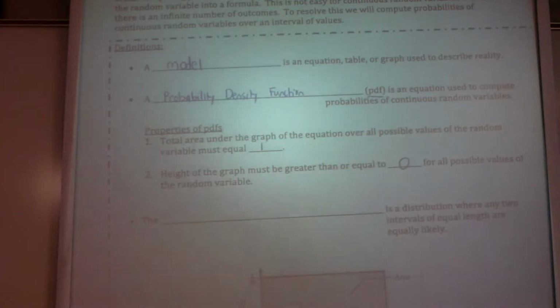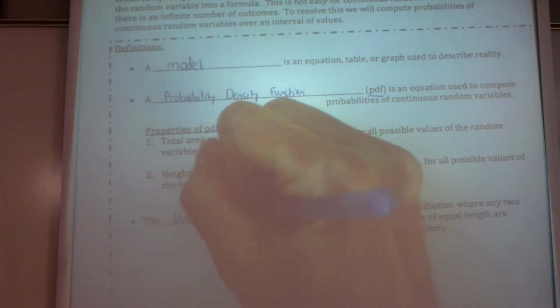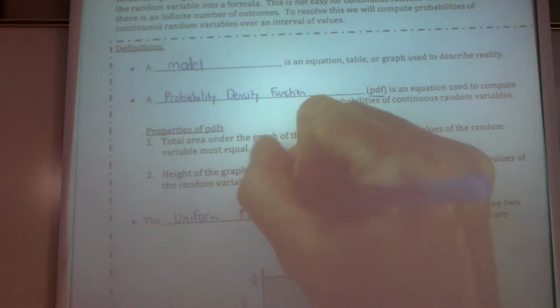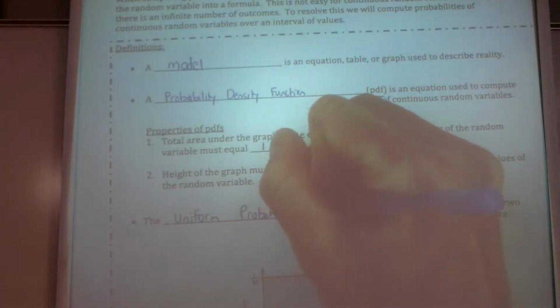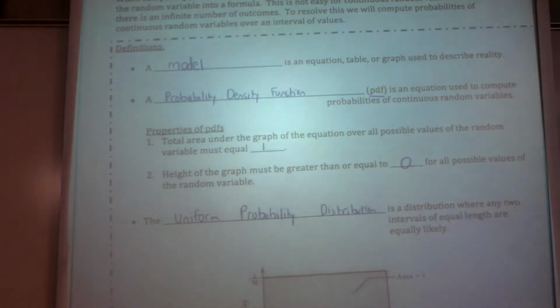Okay? Now, another type we're going to see here is what is called the uniform probability distribution. There are a lot of different types of probability distributions, and we're mainly going to look at two. We're going to look at a normal probability distribution, but to introduce it, we're looking at a uniform probability distribution. This is a distribution where any two intervals of equal length are equally likely.